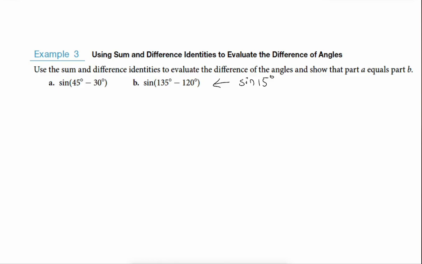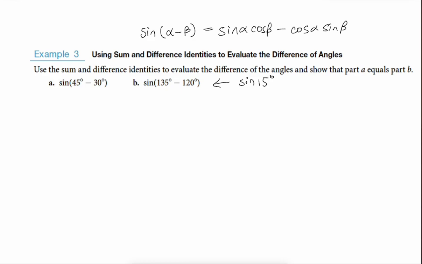Now I'm going to write the difference formula for the sine up here. The sine of alpha minus beta is the sine of alpha cosine of beta minus the cosine of alpha sine of beta. Okay.